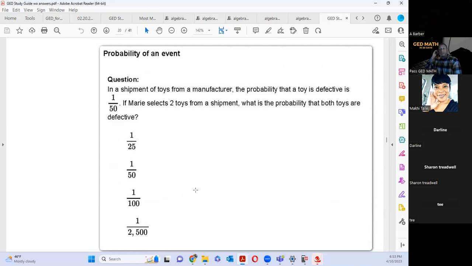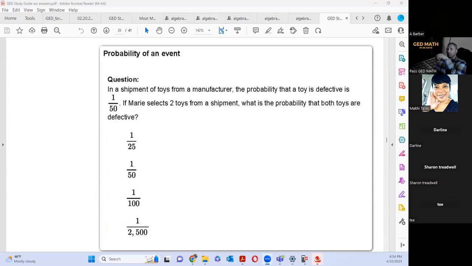So toys from the shipment, what's the probability? Does anybody know how I would start this problem? Okay, in a shipment of toys from a manufacturer, the probability that a toy is defective is 1 out of 50. If Marie selects 2 from the shipment, what is the probability that both are defective?